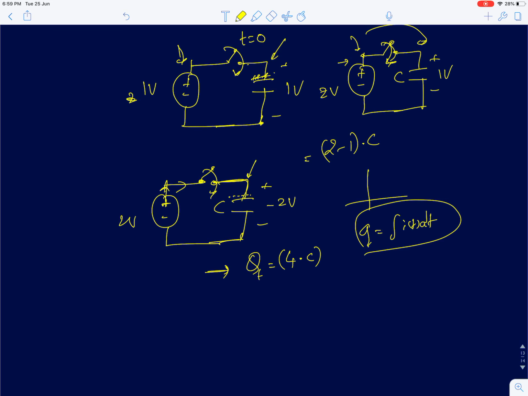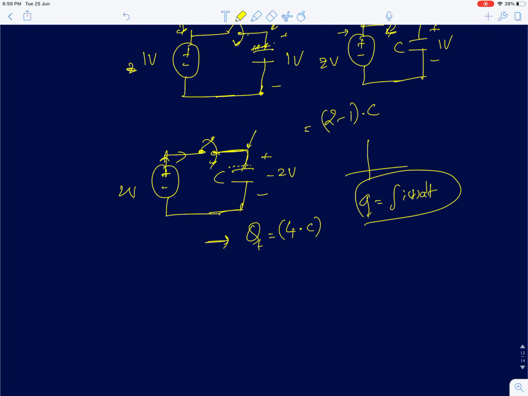The area under the impulse gives you the magnitude of the strength of the impulse. So this is all about voltage waveforms and capacitors. Similarly, if I apply a ramp voltage across the capacitor, then the current will be a step. I'm not going to do it because we have already done it.